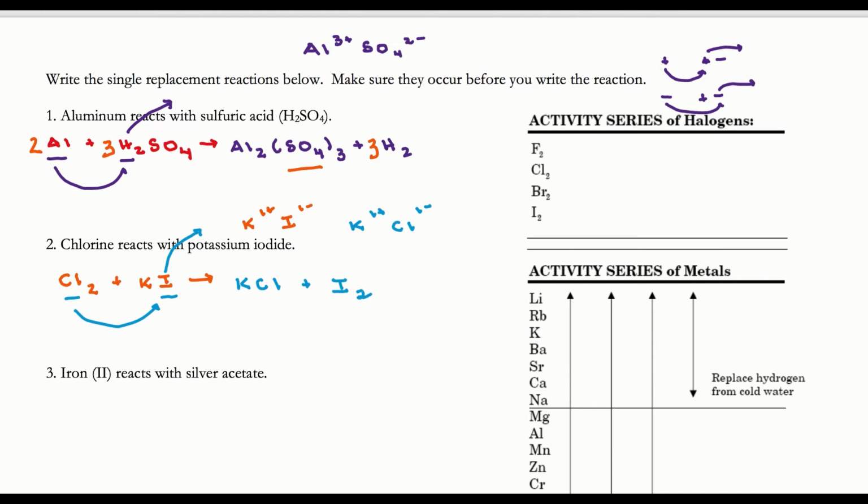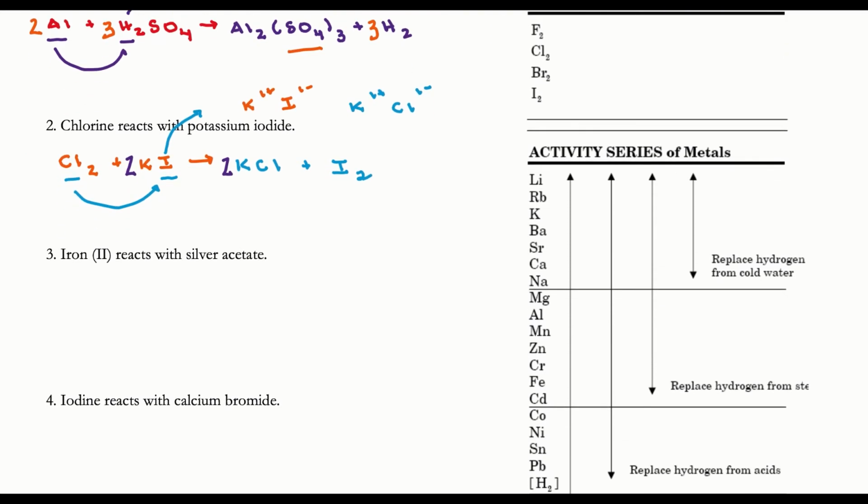Now I simply need to balance. I've got 2 chlorines on my reactant side, so I need to put a 2 in front of potassium chloride. I now have 2 potassiums, so I'm going to put a 2 in front of potassium iodide. Now I have 2 iodines on my reactant side, 2 iodines on my product side. I am balanced and good to go.